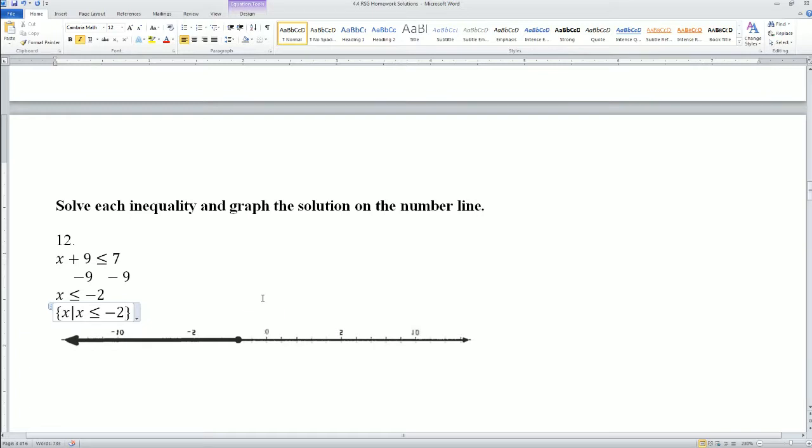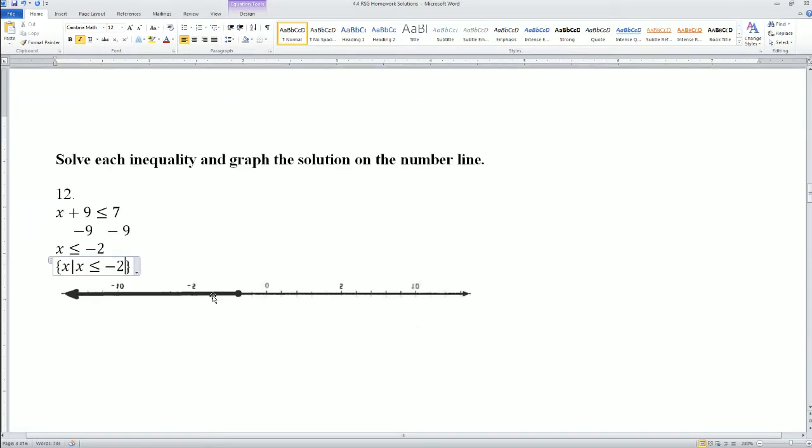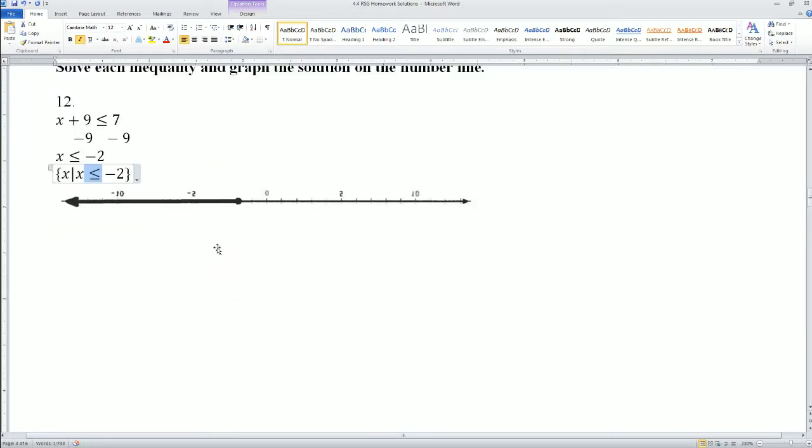Subtract 9, that is negative 2. Good, right? So it's from here, negative 1, negative 2. This is negative 5, right? It looks weird, but that's negative 5. Negative 1, negative 2 goes all the way to the left. It's closed because of the less than or equal to sign.